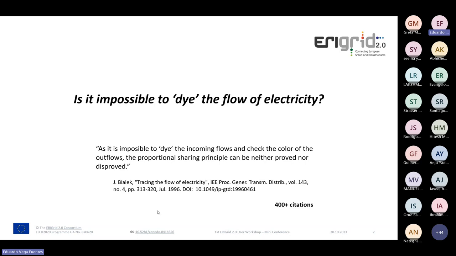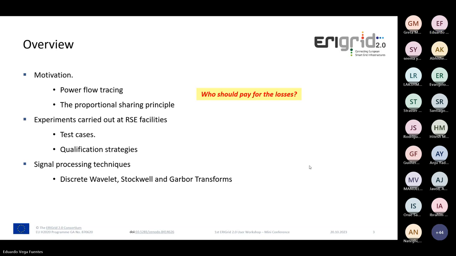power flow tracing problem. So yeah, the main application of the power flow tracing technique is found on solving the loss allocation problem. We cope with the who should pay for the losses question. This has been relevant so far for transmission networks, but as I've already mentioned, the engagement of consumers in energy markets makes this relevant again.